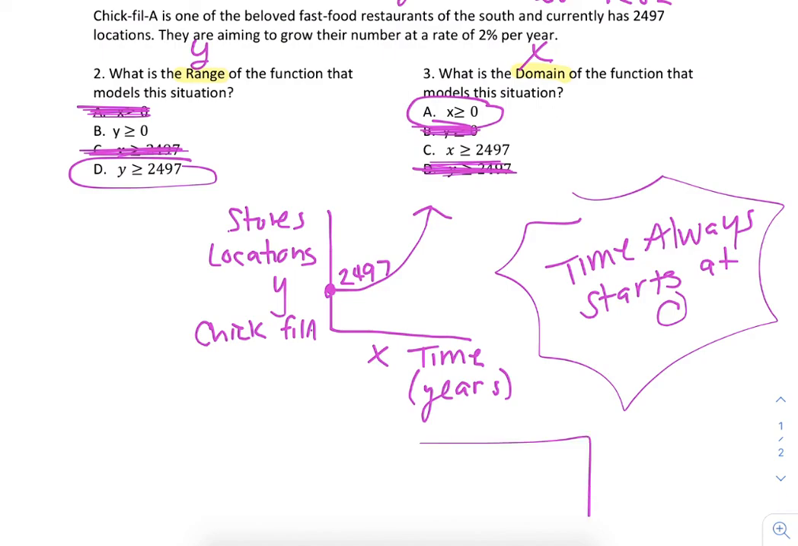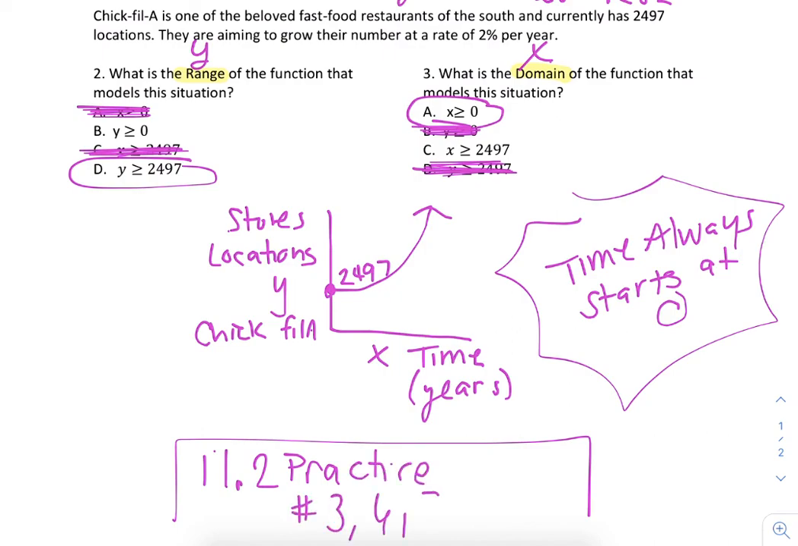Remember, right now, you are going to go do 11.2 practice. But you are only going to do numbers 3, 6, 7, and 8. So just the 4 questions that go with that. Okay? All right.